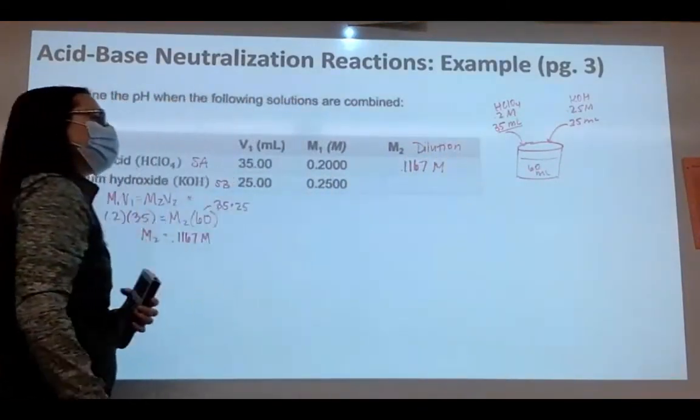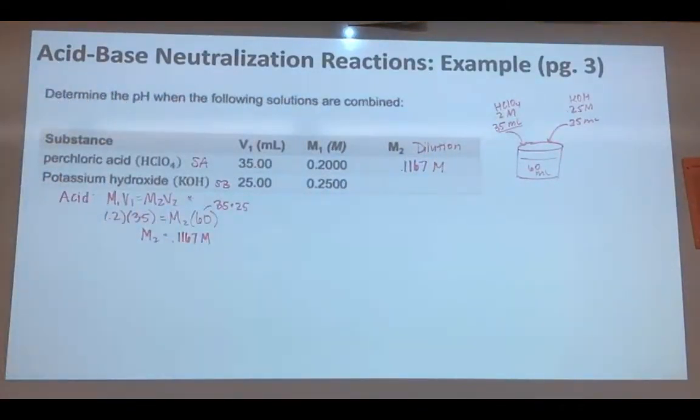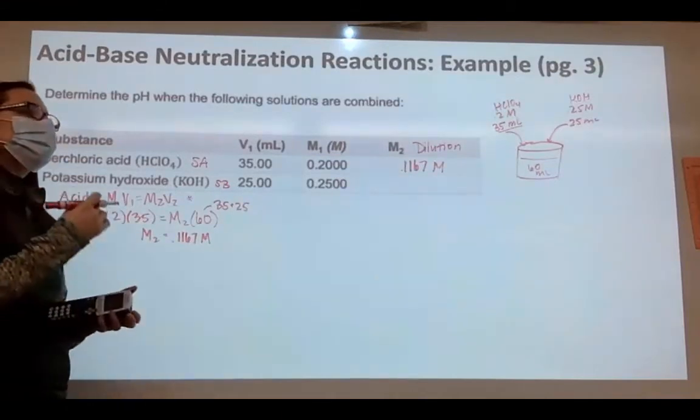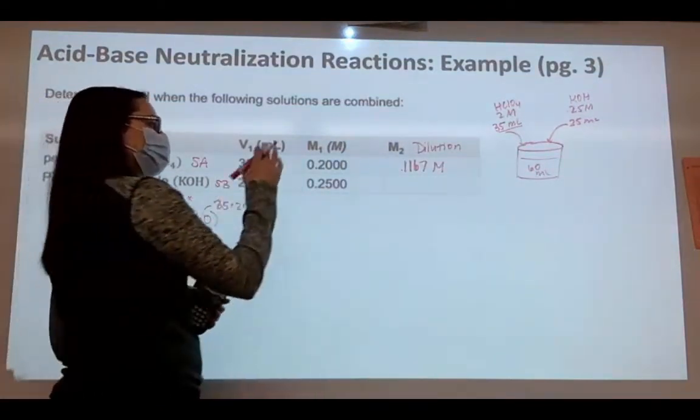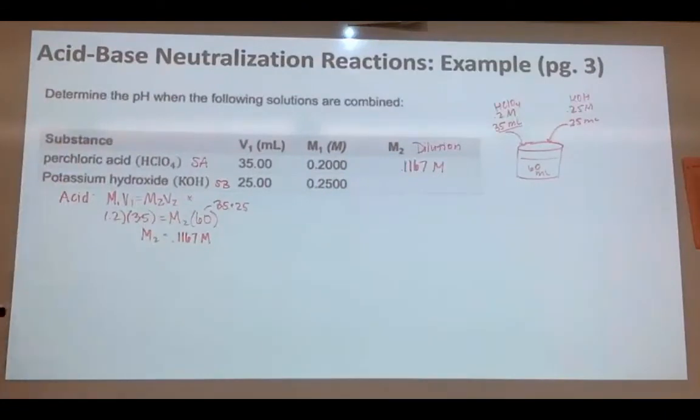The reason that we're doing this dilution problem is because since we're mixing the acid and the base together, doing the dilution is actually preventing us from doing moles back to volume, or back to molarity. So we can actually just figure out the dilution and then use that as a stoichiometry problem.